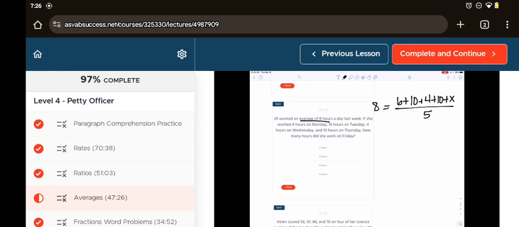So now to solve, we have to do the opposite. Remember, this is divided by 5, so we're going to multiply by 5 to cancel this out. And whatever I do to one side of the equal sign, I have to do to the other. So this cancels out. 5 times 8 is 40, is equal to 6 plus 10 plus 4 plus 10 plus x.